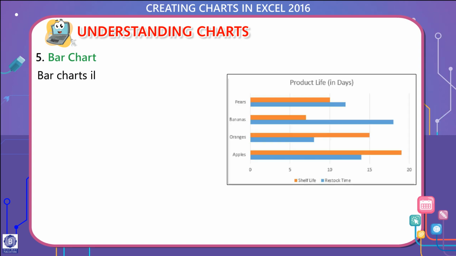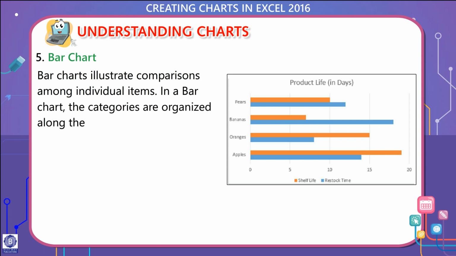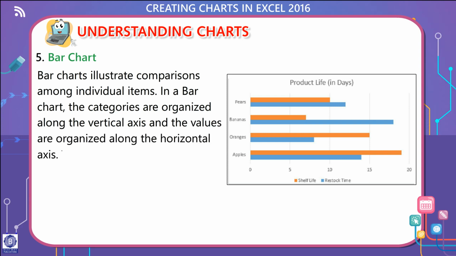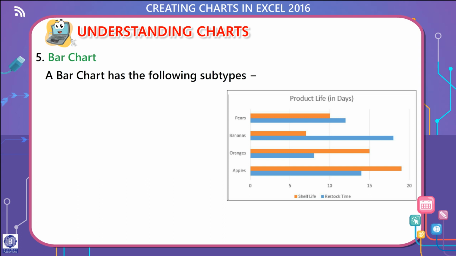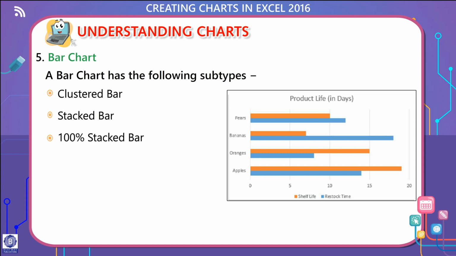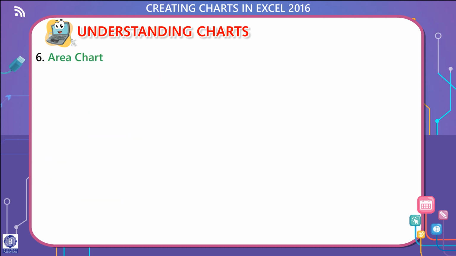Bar chart. Bar charts illustrate comparisons among individual items. In a bar chart, the categories are organized along the vertical axis and the values are organized along the horizontal axis. To create a bar chart, arrange the data in columns or rows on the worksheet. A bar chart has the following subtypes: clustered bar, stacked bar, 100% stacked bar, 3D clustered bar, 3D stacked bar, 3D 100% stacked bar.